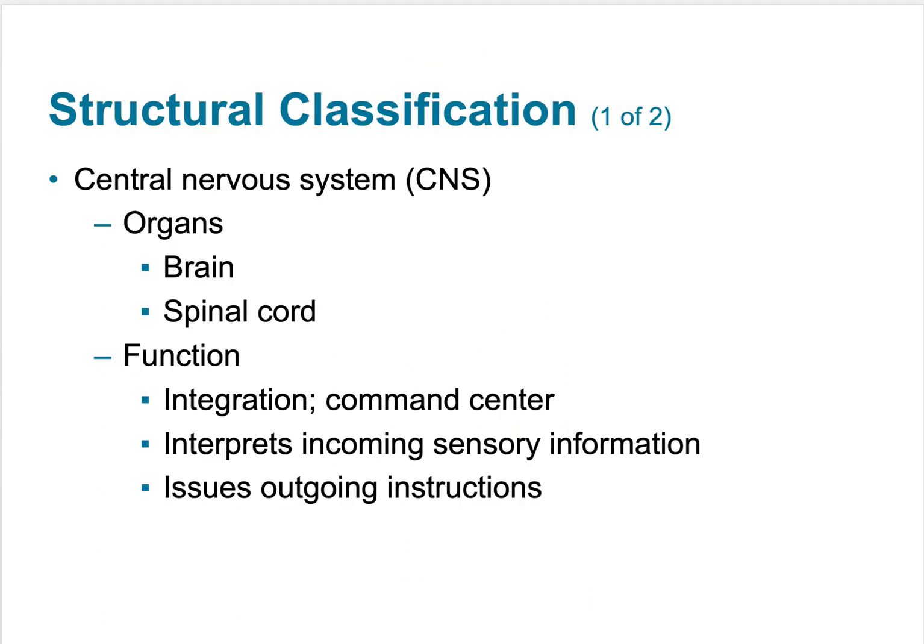Okay, all right, so central nervous system, like I said, it's your brain and spinal cord, okay? Those are the organs that make up your central nervous system. The function is to integrate, it's kind of the command center of your body. It interprets any kind of incoming sensory information. So information you get from your eyes, your nose, your ears, your mouth, your skin. It interprets that, and then it's going to output instructions, what to do with that sensory information.